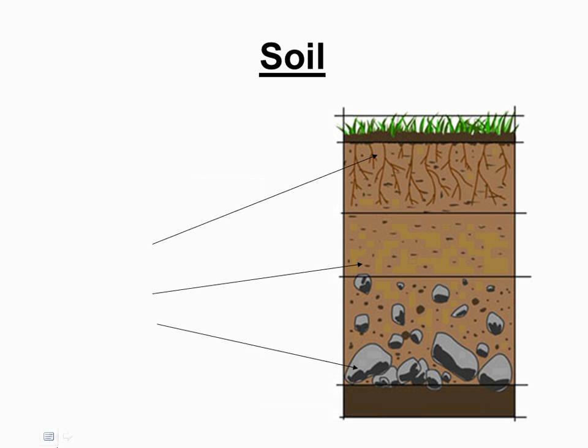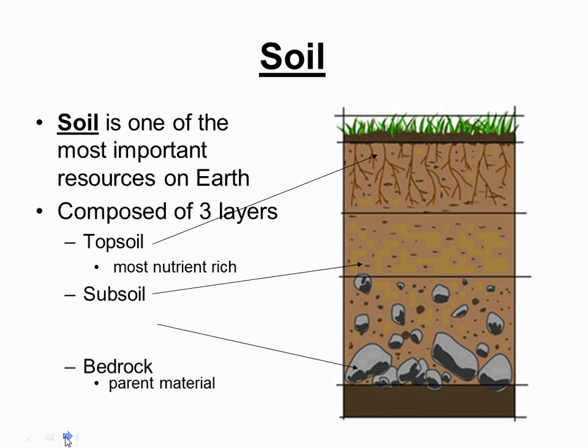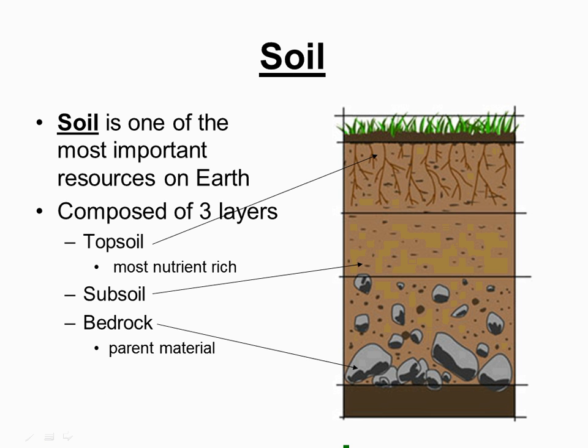Okay, so human impact and agriculture. And the first thing I want to talk about is soil. No need for drawing the picture. You can just write down the information. It's in the order in which it appears.